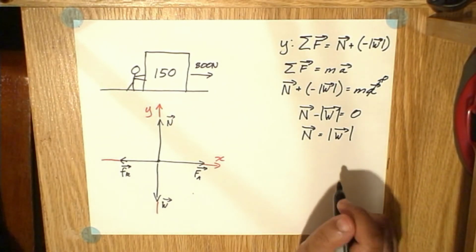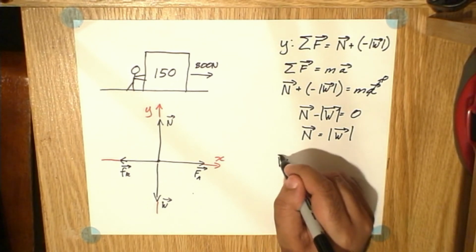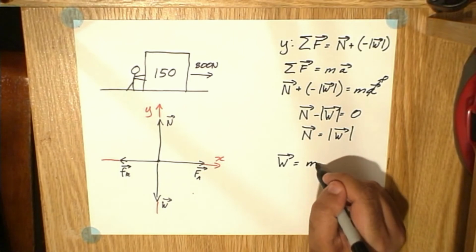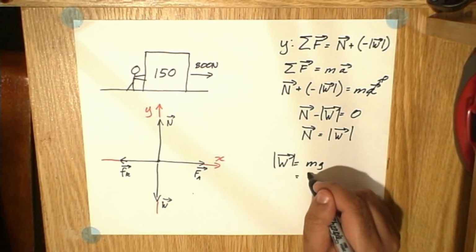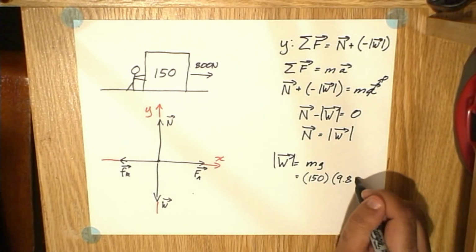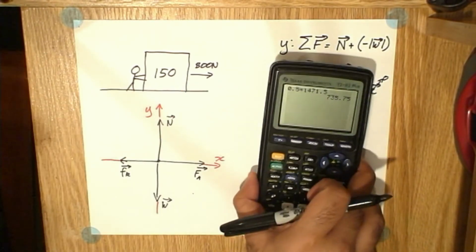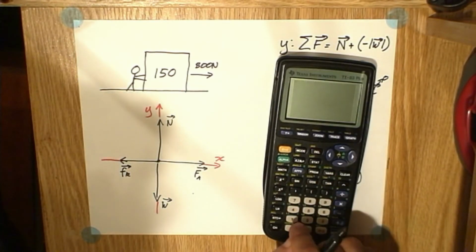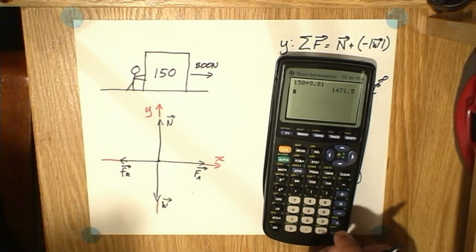All right, so now we need to calculate the weight force. The weight is equal to mass times gravity, which is equal to 150 times 9.81, which works out to 1471.5.